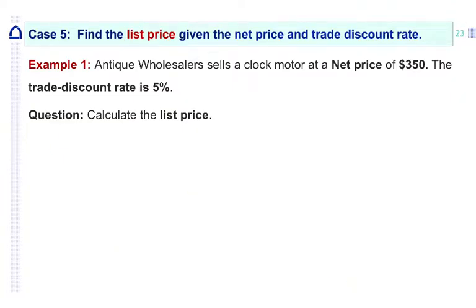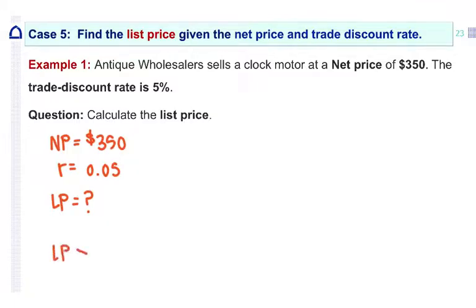Okay, let's look at this example. They tell us this clock motor is being sold at a cheaper price of $350, and the discount rate was 5% off. We need to calculate the list price. Just remember, the list price should always be more than the net price. So that will help you make sure you use the correct formula.